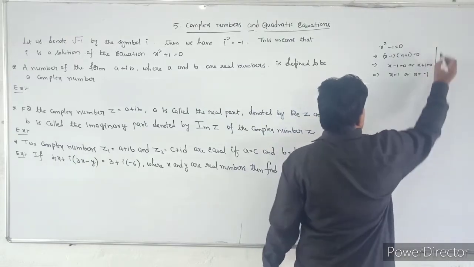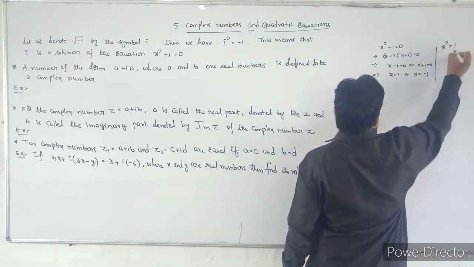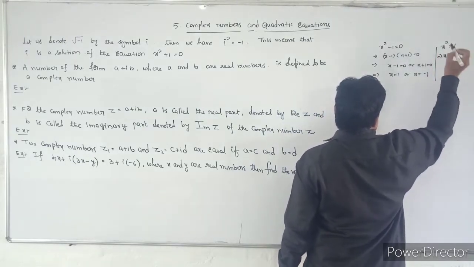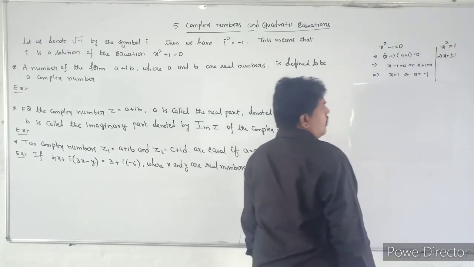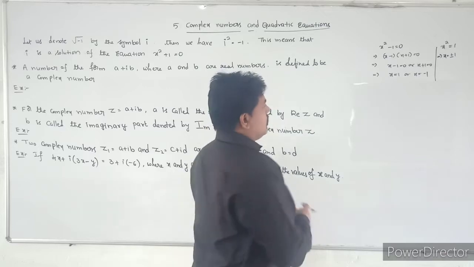You can do it like this also. x square is equal to 1. That implies x is equal to plus or minus 1. So in this method also we can do that.